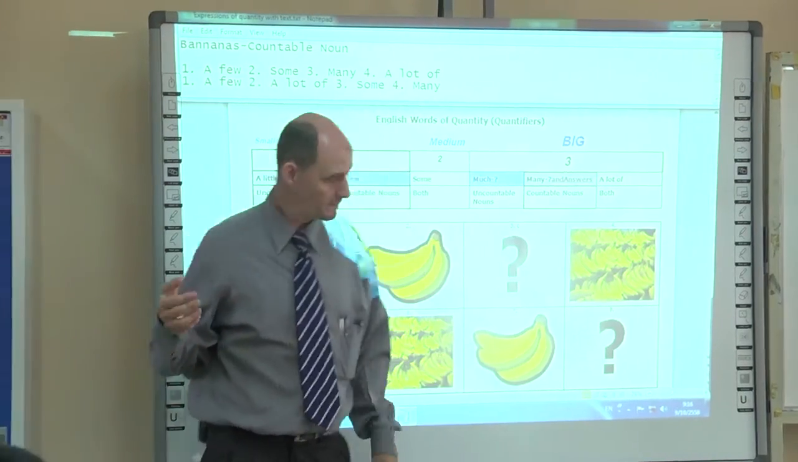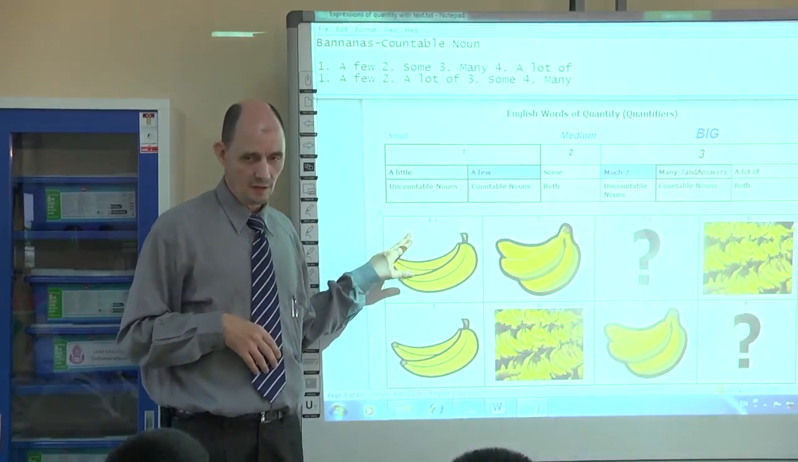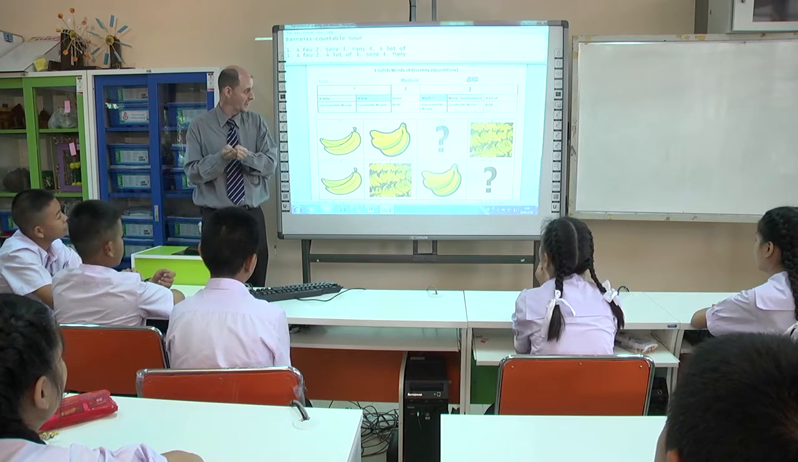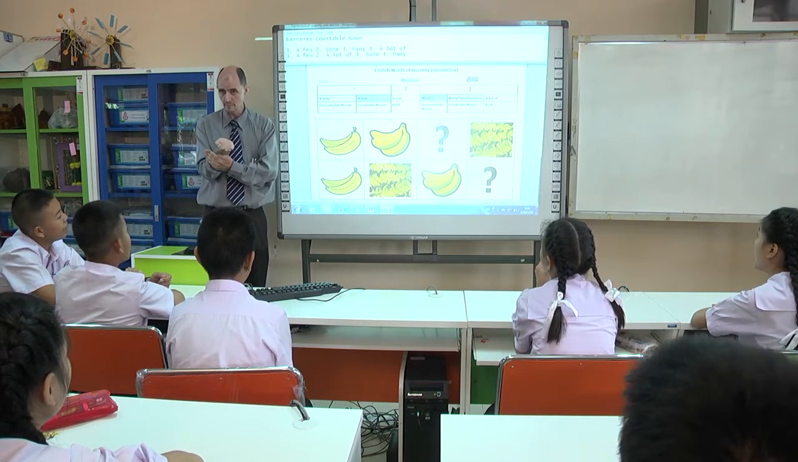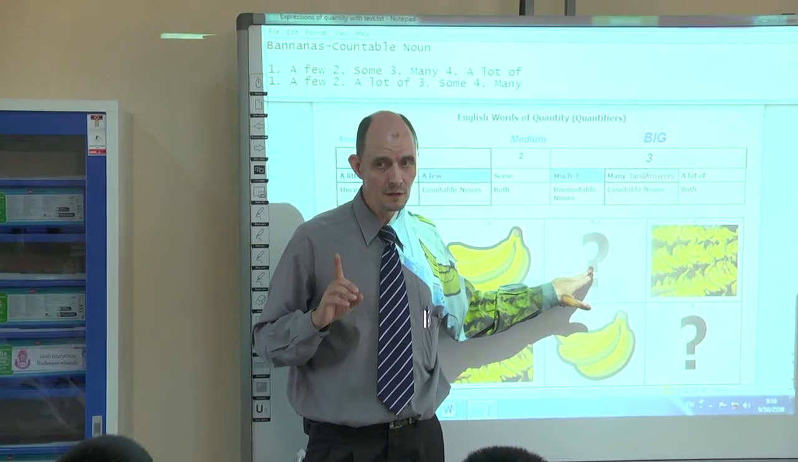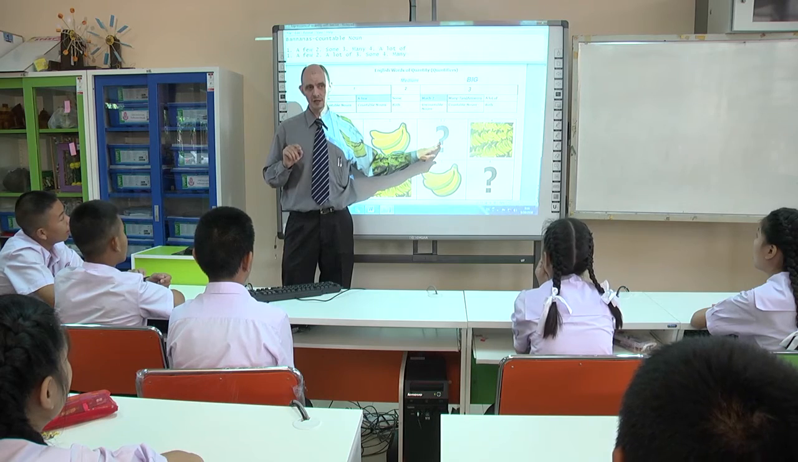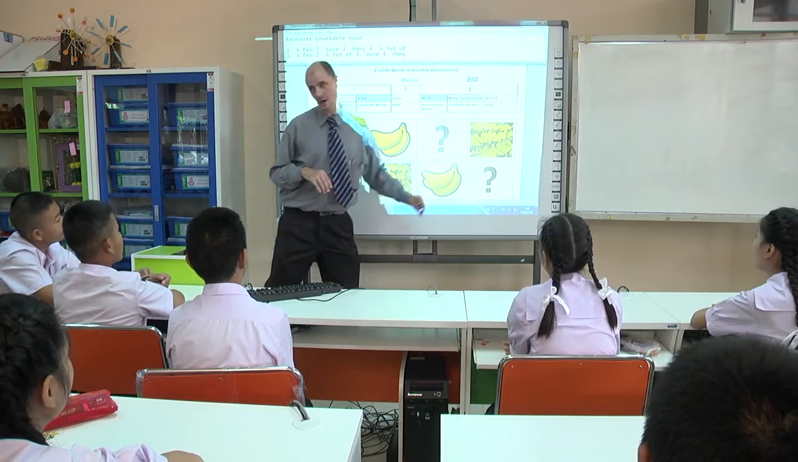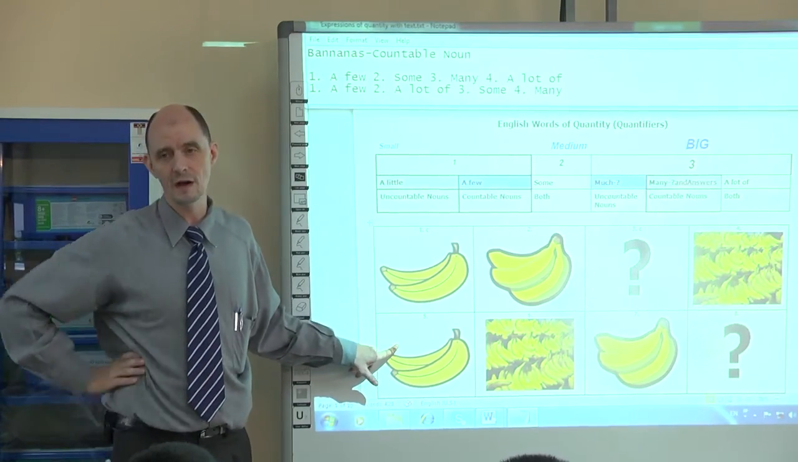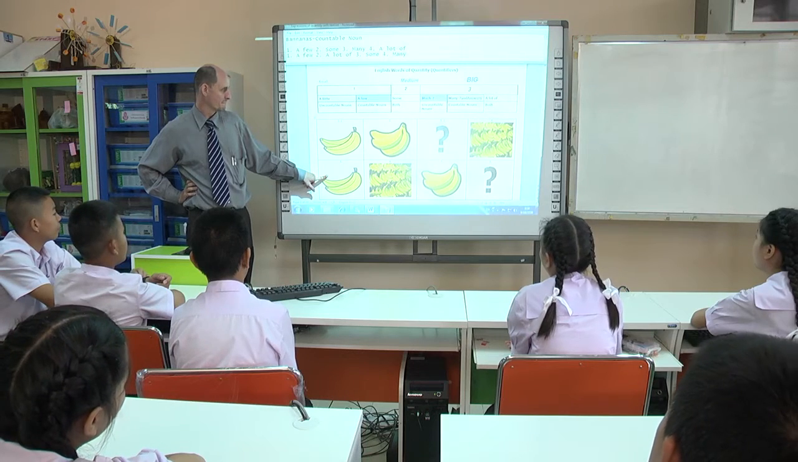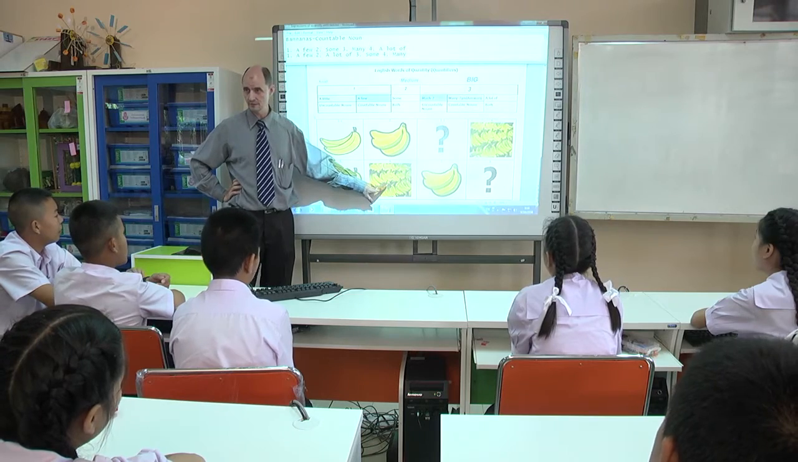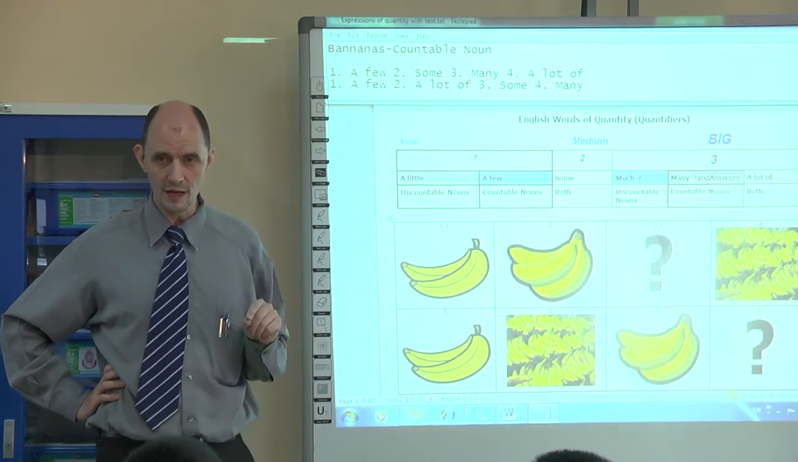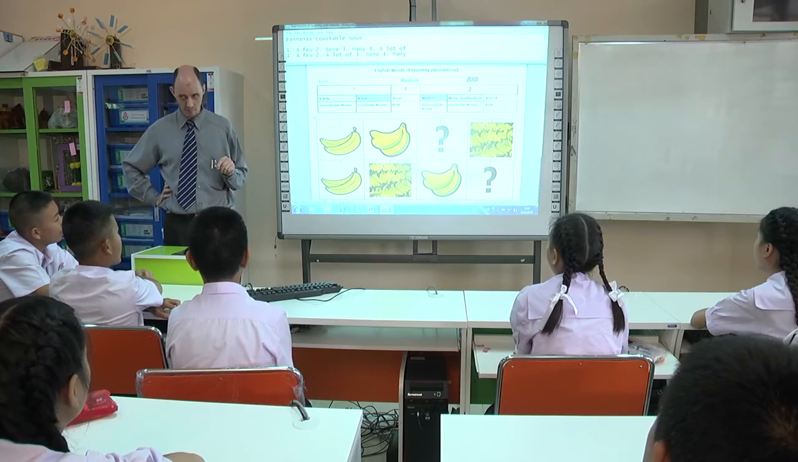All right? So we're going to practice. Number 1, we say a few bananas. Okay? Number 2, some bananas. Number 3, many bananas. Number 4, a lot of bananas. Good. What's number 5? A few bananas. What's number 6? A lot of bananas. What's number 7? Some bananas. And what is number 8? Many bananas.